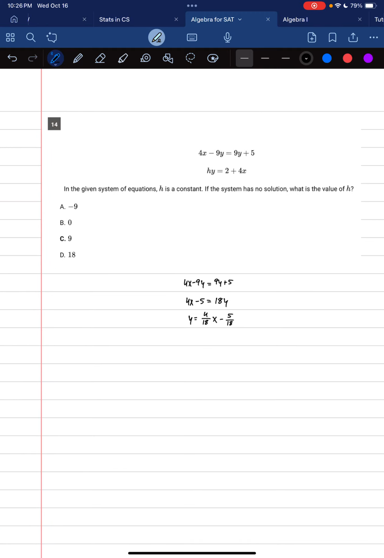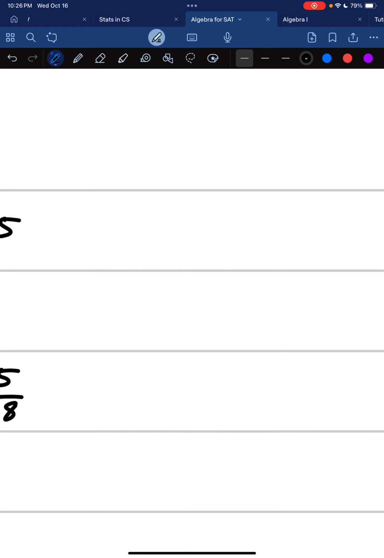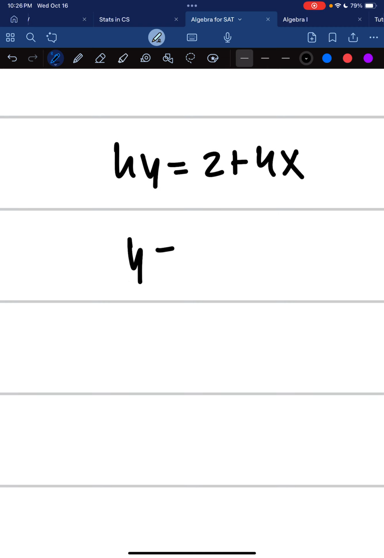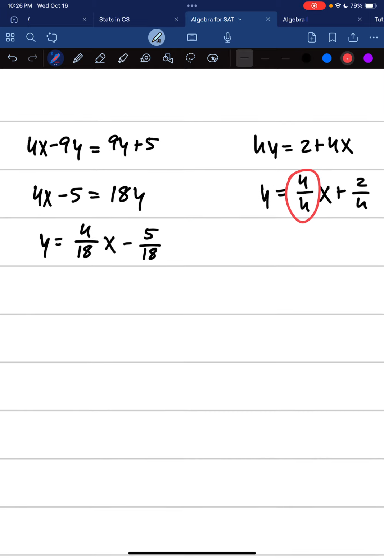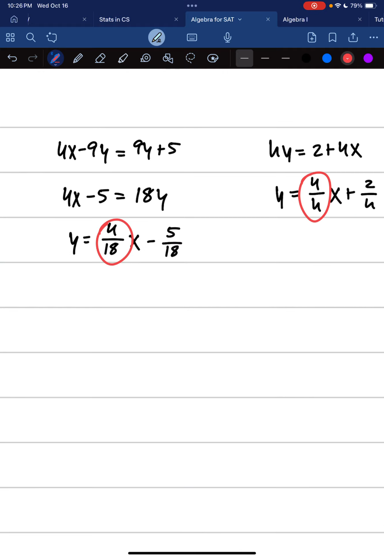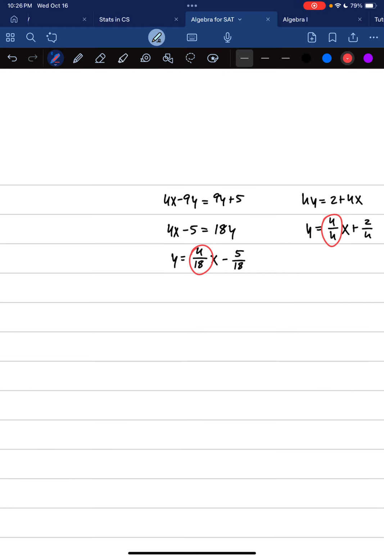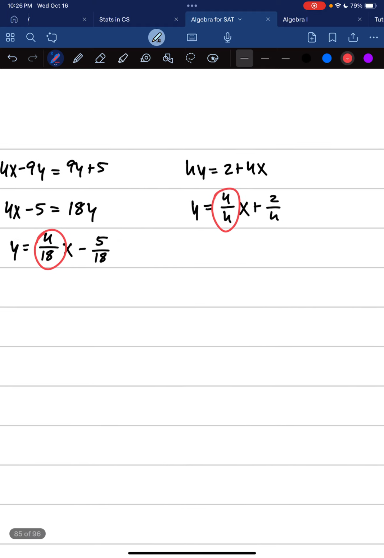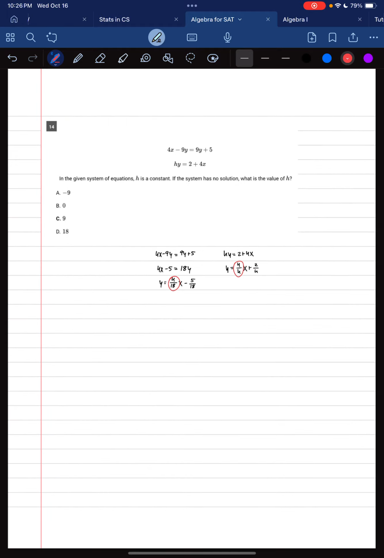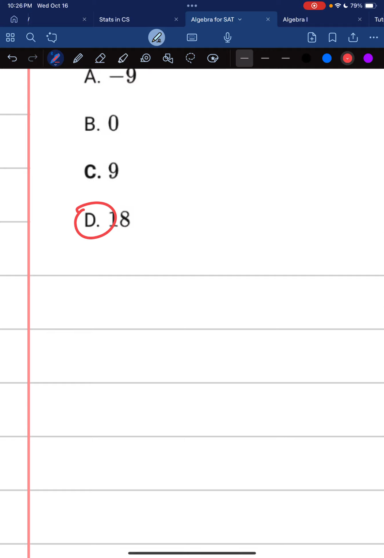Second equation, hy is equal to 2 plus 4x. This one is already almost in slope-intercept form. All I need to do to convert it is divide both sides by h, and I get y is equal to 4 over h x plus 2 over h. So we can see that the slope in this case is 4 over h, and the slope in this case is 4 over 18, right? So if we want these two slopes to be equal, h just needs to be 18. And we know that if the slopes are equal but the y-intercepts are different, then the lines are going to be parallel and there's going to be no solution. So our answer here is going to be 18.